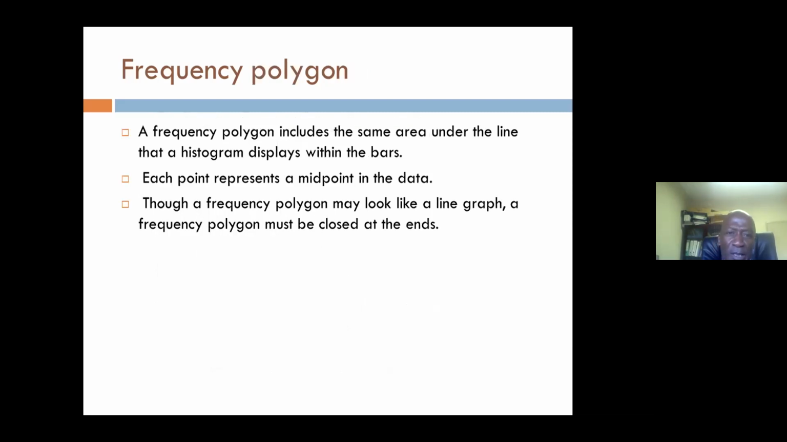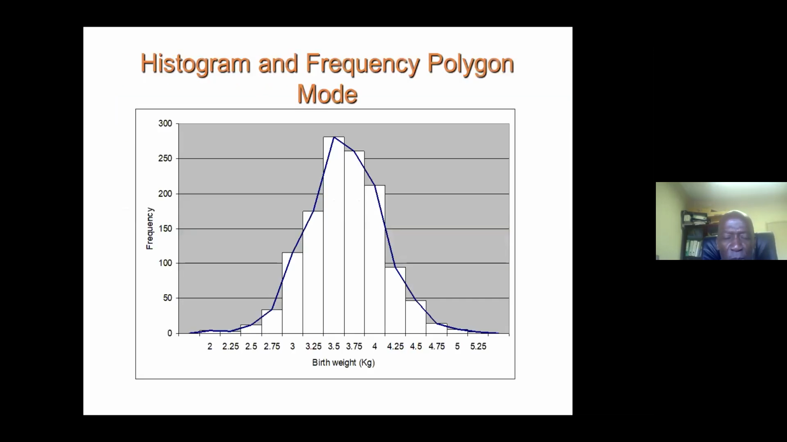A frequency polygon also shows us the distribution of study participants by using a graph that looks like a polygon and uses the area under the line of a histogram, within the bar. So you can superimpose a frequency polygon on a histogram. So that blue line there that you see on that curve superimposed on a histogram is indicating a frequency polygon superimposed on a histogram.